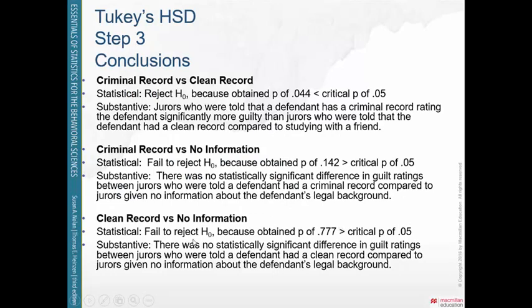So we fail to reject the null, or we accept the null because our obtained p of 0.777 is greater than the critical p of 0.05. There was no statistically significant difference in guilt ratings between jurors who were told the defendant had a clean record compared to jurors who were given no information.